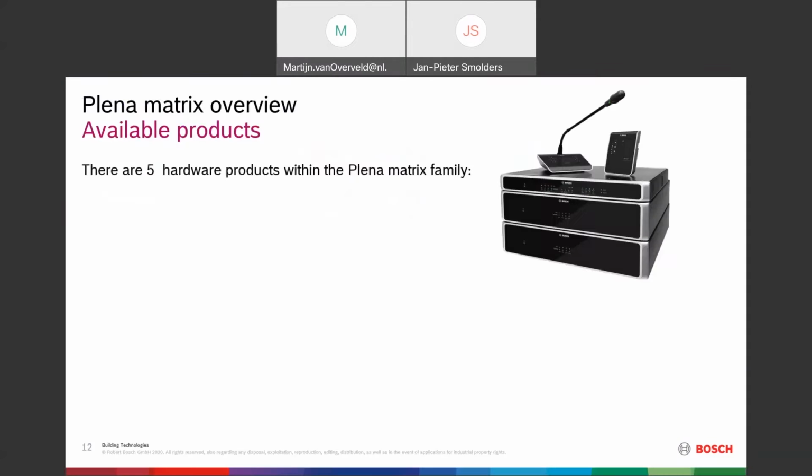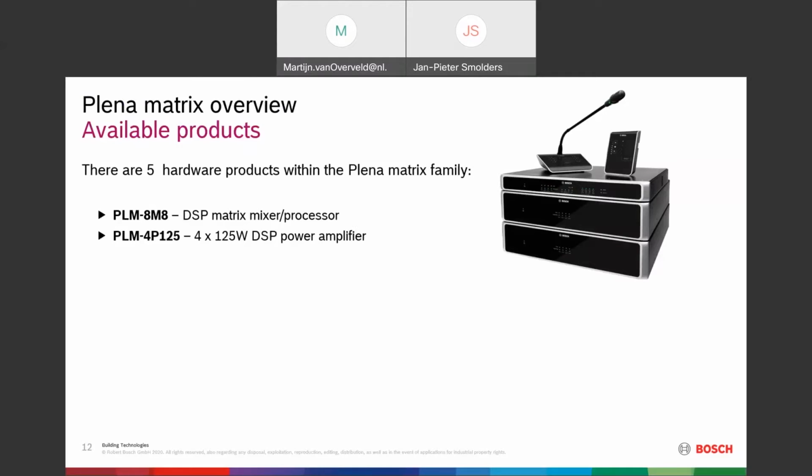What does a system look like? There are 5 products in this family. The first one is the 8x8 mixer, so 8 inputs, 8 outputs with a DSP on board. We have a 4-channel, 4 times 125 watt amplifier. So in total, this amplifier can provide 500 watts, so 4 individual channels. And we have a 4 times 220 watt amplifier, so in total 880 watts in this amplifier available with DSP.